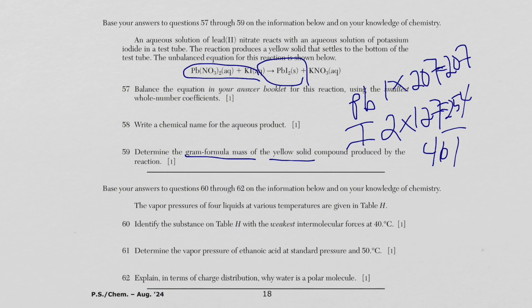All right, so here it is. I got my 207 and then 2 times 127 for iodine at 254. My answer is 461.